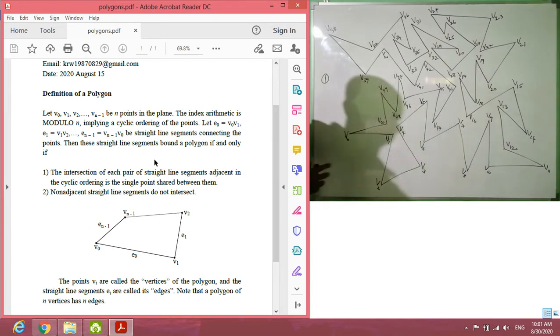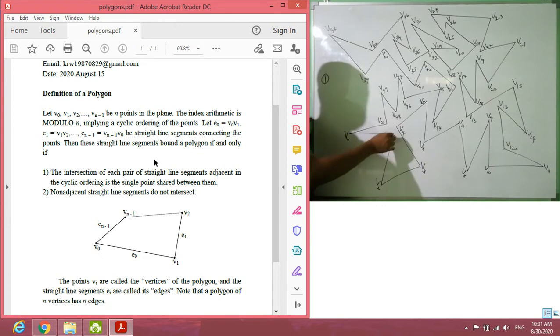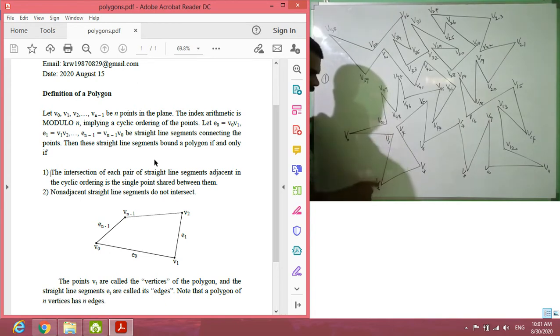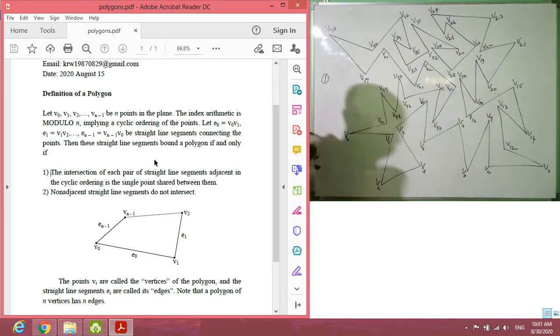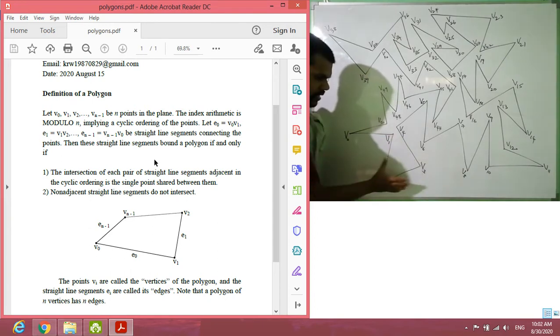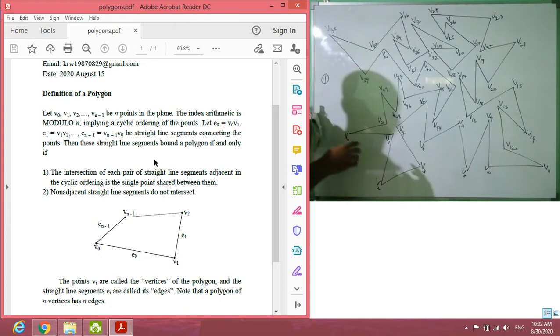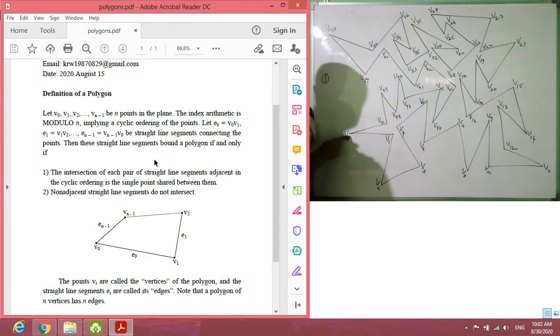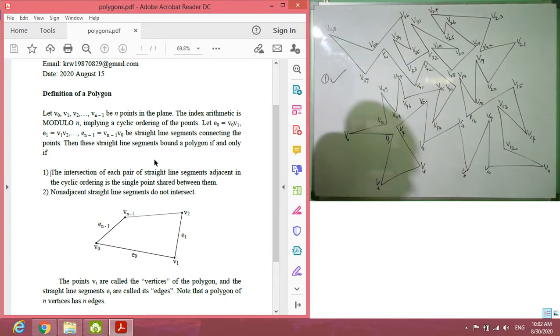Now let's check this. If you consider this one and this one, they are neighbors, they are adjacent, and they share only a single point between them. This one and this one are adjacent and share only a single point. Likewise, if you check all of the polygon, even this one and this one share a single point. Therefore, condition 1 is true.